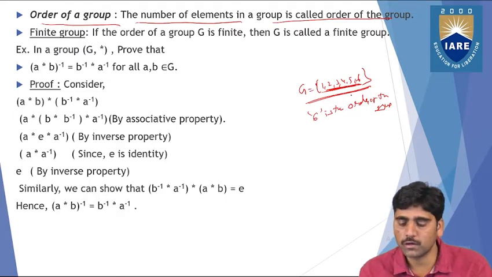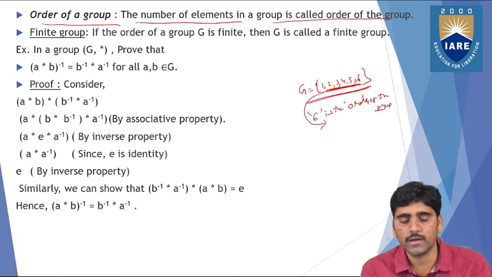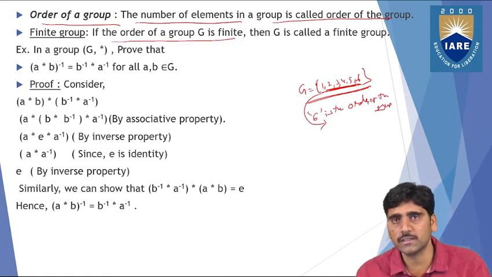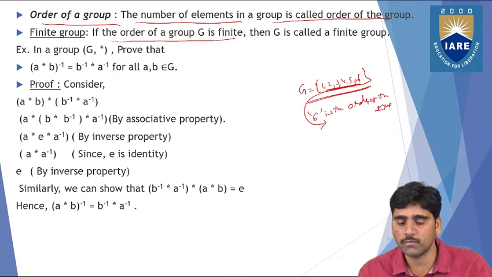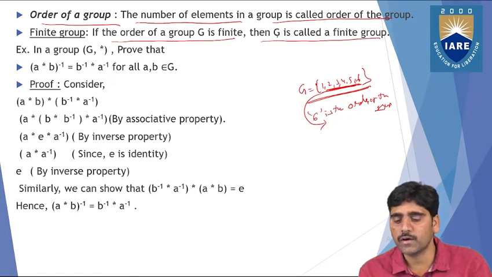And this order of a group can also be finite. If the order of a group G is finite, finite is nothing but you can count the number of elements in the group. Then G is called a finite group.